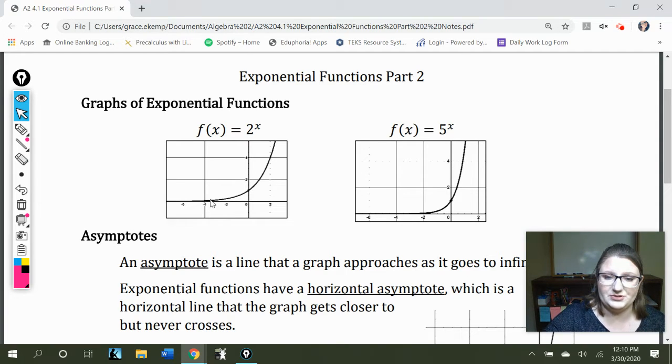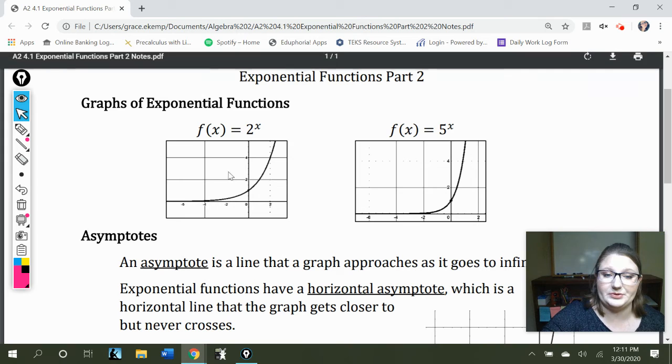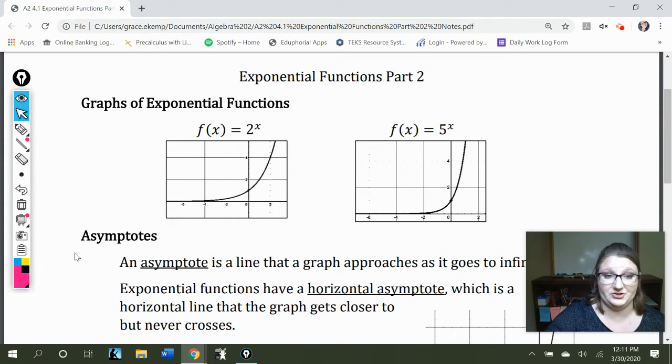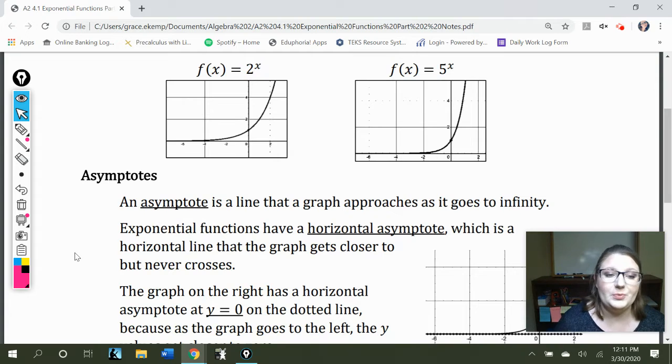And then as we go to the right, they start to increase and the graphs start to get steeper and steeper as they go up higher and higher. So both of those have some pretty similar features to them. So we're going to talk about what some of those features are. So the first feature we're going to talk about is called an asymptote. So an asymptote is a line that a graph approaches as that graph goes to infinity.